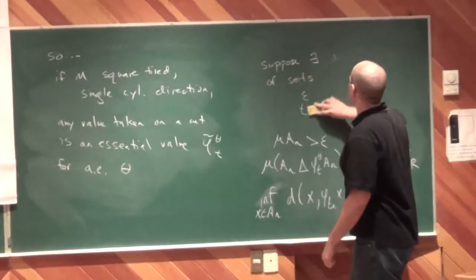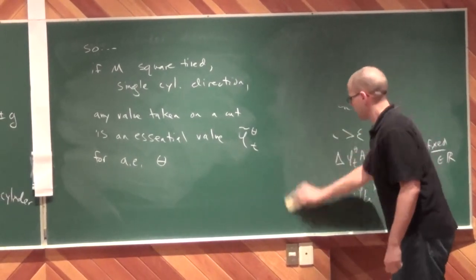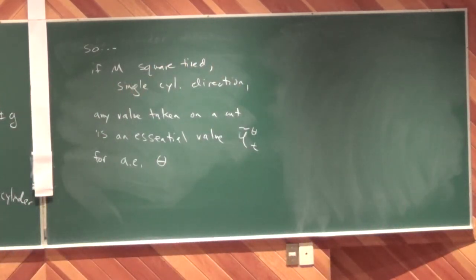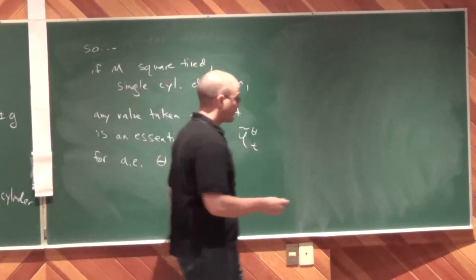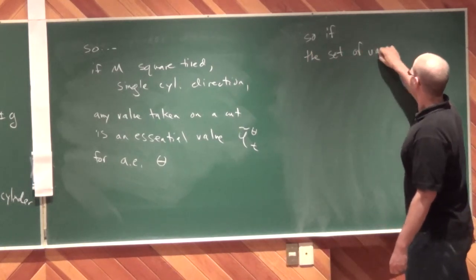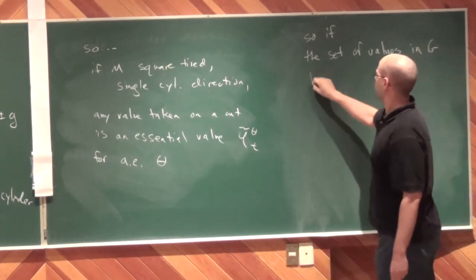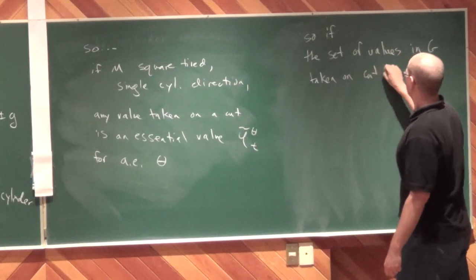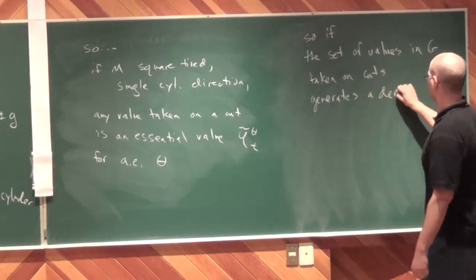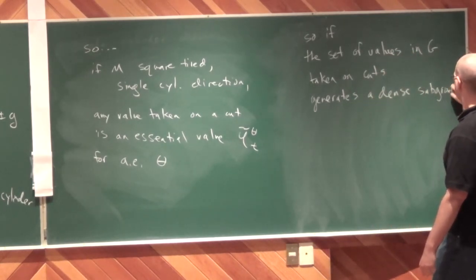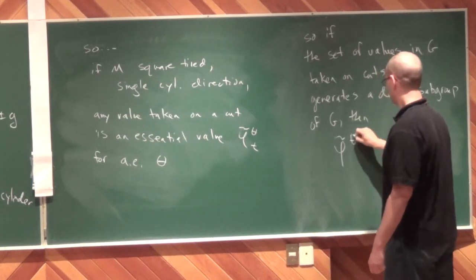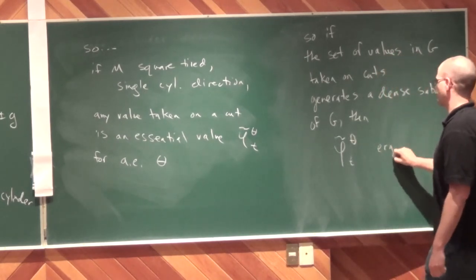And remember, the set of essential values forms a closed subgroup of G. Generically, we get to assume that the flow on M in direction theta was already ergodic, because affine flows seem to be ergodic. So what do we need? If the set of values in G taken on the cuts generates a dense subgroup, then this transformation is ergodic in almost every direction.